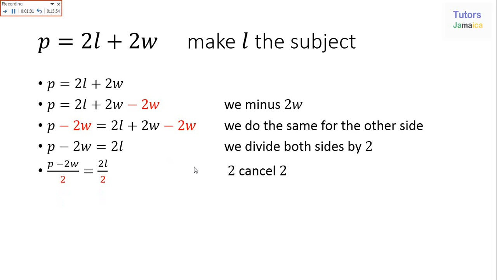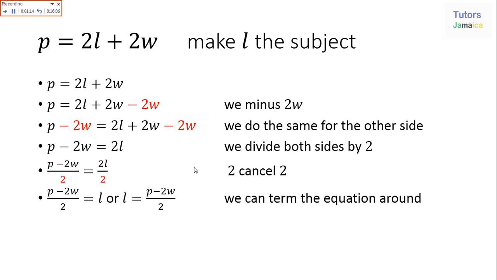So 2 would cancel 2. We end up with P minus 2W over 2 is equal to 2L over 2. And as I said, 2 cancels 2. So we end up with P minus 2W over 2 equals L. And we can just turn around this formula because we can just swap sides. So that won't affect the formula. That's the same as saying L equals P minus 2W over 2.